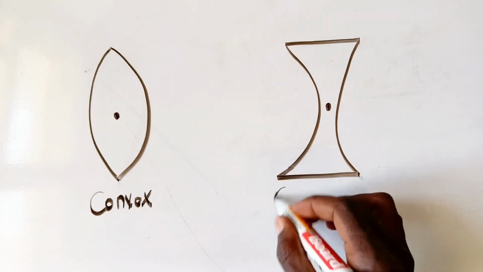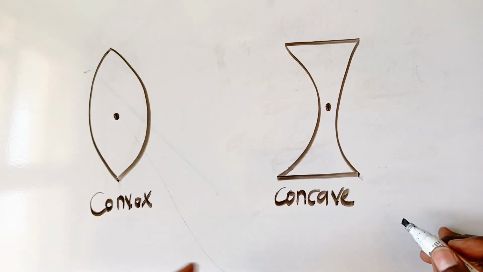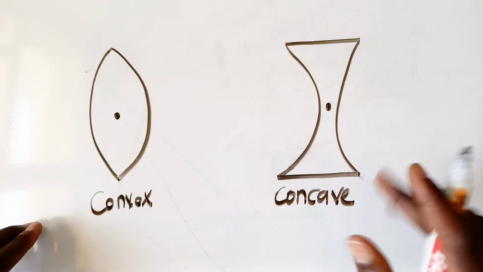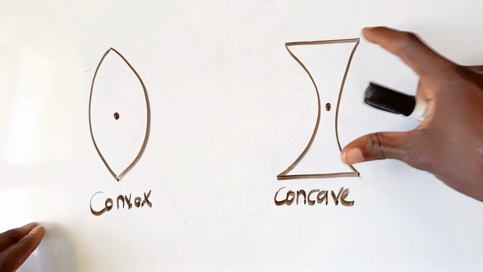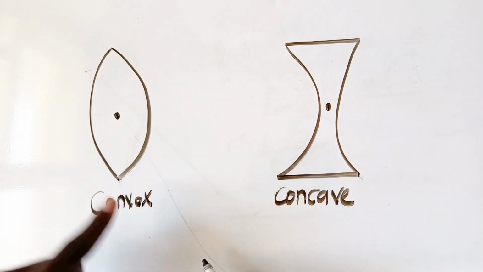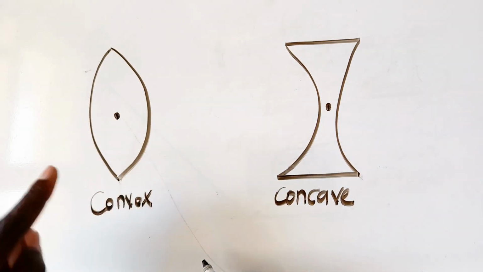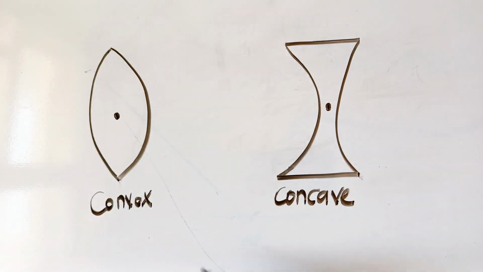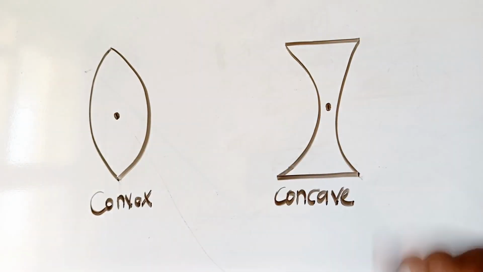And this one is a concave, or you can call it a diverging, because whenever the light rays are coming from one direction and hit the surface here, they diverge like that. But with this one, they converge, that means they meet at a certain point, which we call the focal point. So how do we draw the light rays as they are moving from this side to the other side? Okay, so this is how you do it.